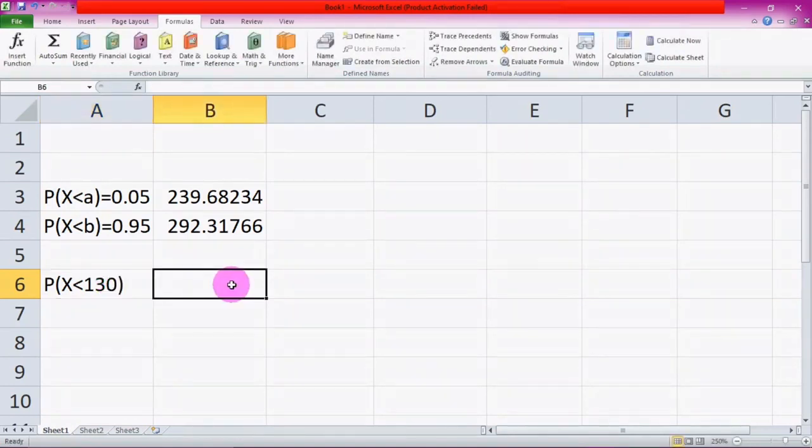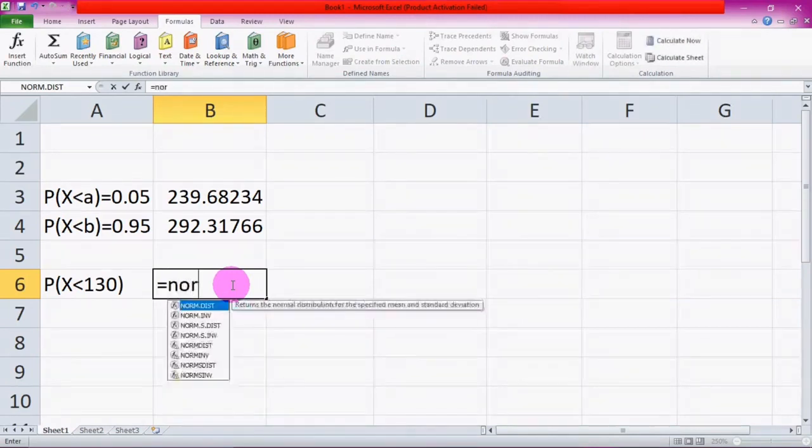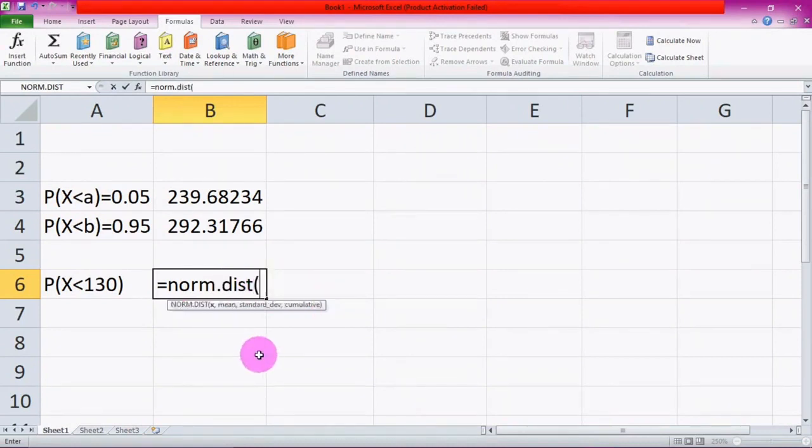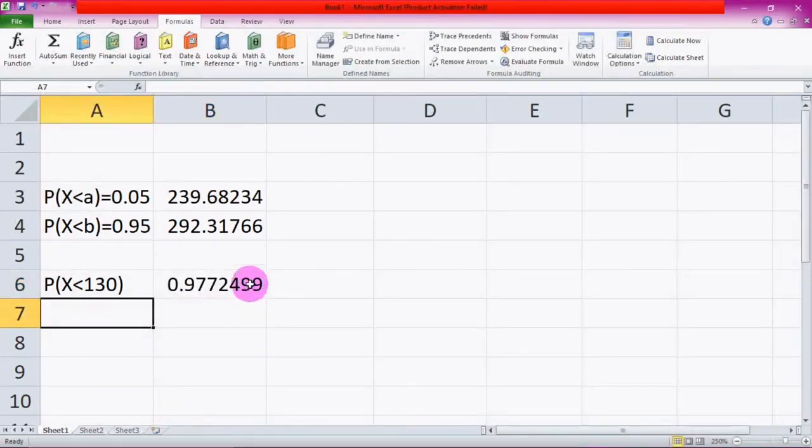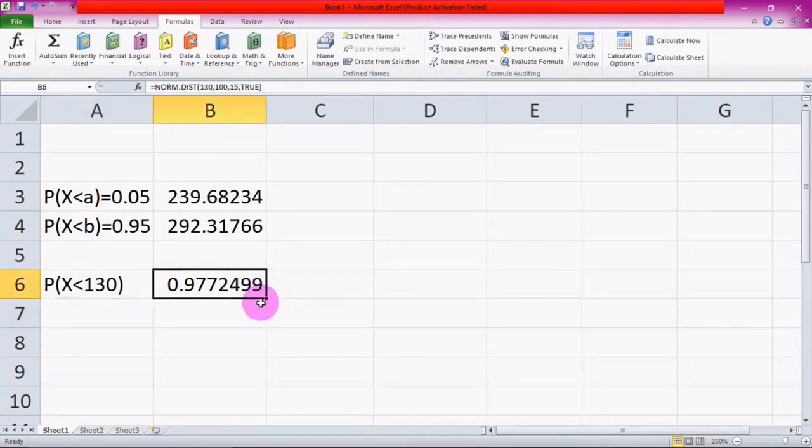Since we are looking for the area or the probability, we are going to use the command equals norm.dist, short for normal distribution. And then, since we are looking for the area to the left of 130, the first entry here is 130. The mean IQ test score is 100, and the standard deviation is 15, and then we have true. So the area to the left of 130 is 0.9772.